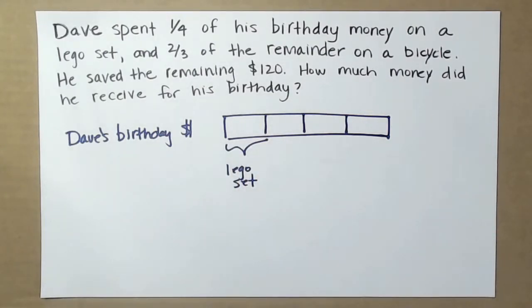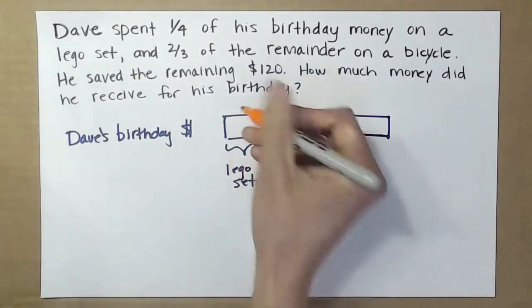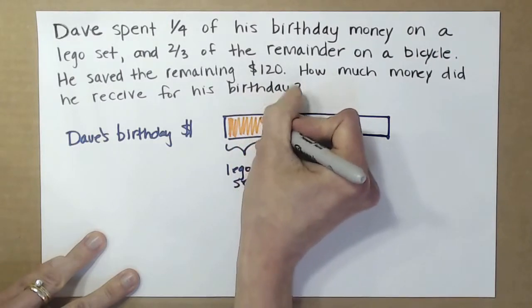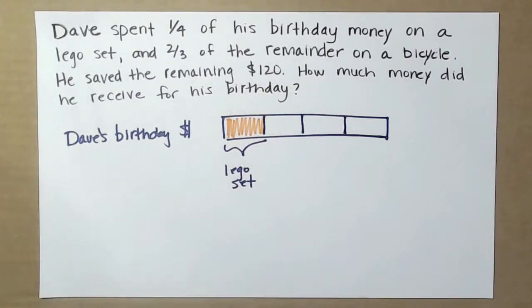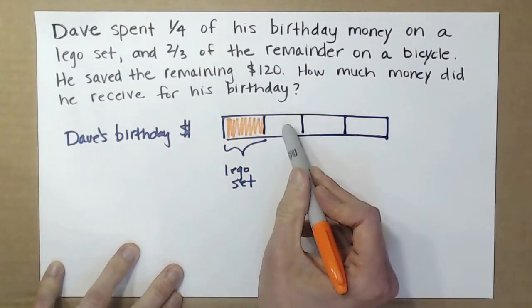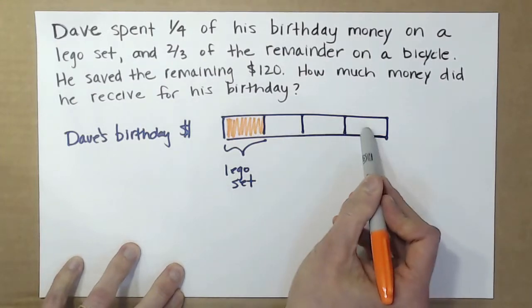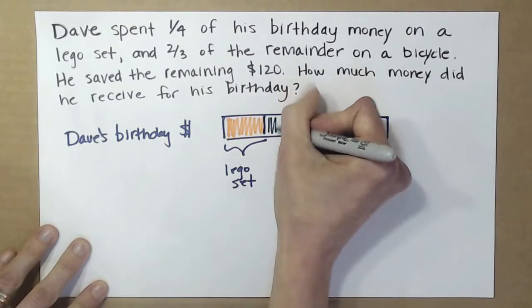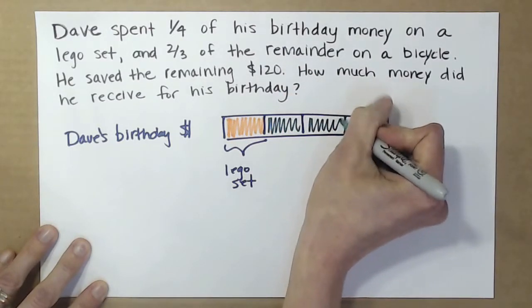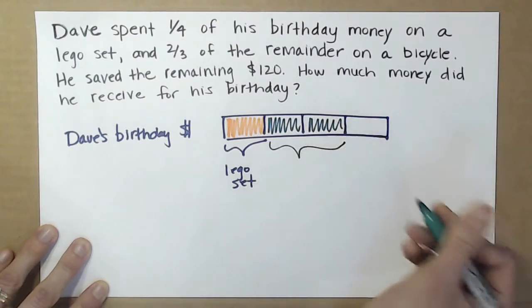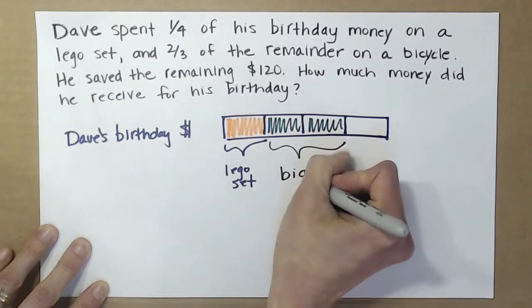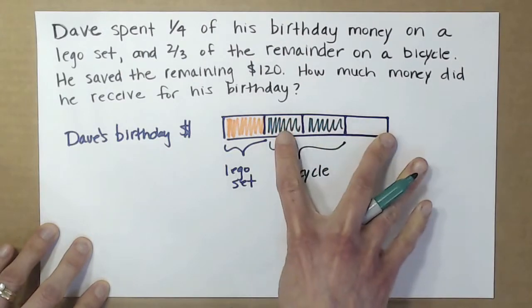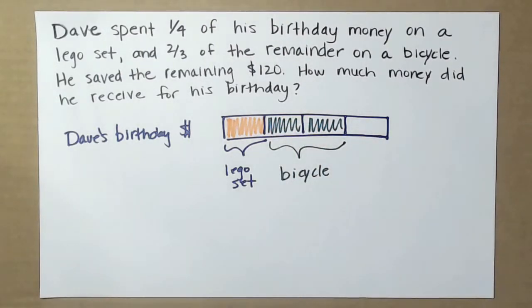Now, 2/3 of the remainder he spent on a bicycle. So I'm just going to color in what he spent so far. Now it says 2/3 of the remainder. Now in this problem we're pretty lucky because the remainder is actually 3 parts. So we can easily take 2 of those to get 2/3 of the remainder. 2 out of 3 would be 2/3. So this part he spent on a bicycle because he spent 2/3 of the remainder on a bicycle.